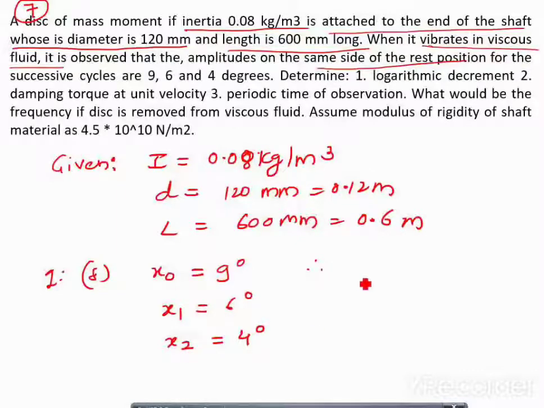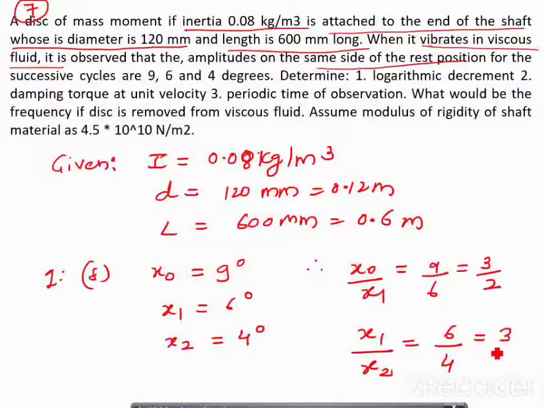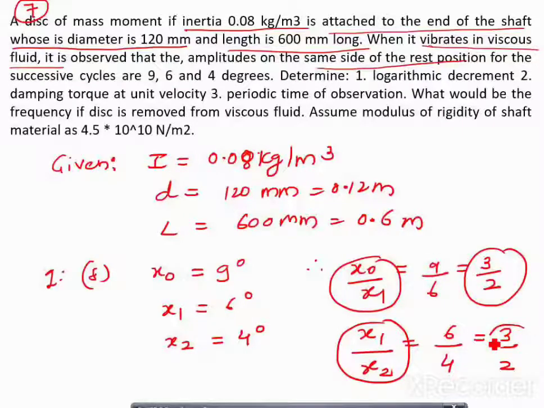Now if you take the ratio of x0 upon x1, that is 9 upon 6, which equals 3 by 2. And we know that the ratio of two successive amplitudes is always constant. So x1 upon x2 will also give the same result, 6 upon 4, that is 3 upon 2. In both cases you can see the ratio of two successive amplitudes is constant, 3 by 2 and 3 by 2. So whichever ratio you consider to find the logarithmic decrement doesn't matter, you will get the same answer.